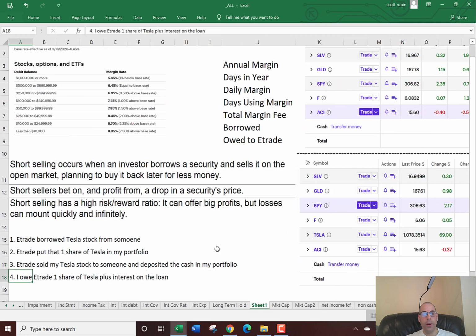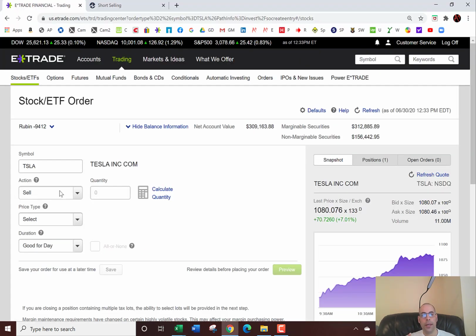And now step 4 is I owe E-Trade 1 share of Tesla plus interest on the loan they provided me. I'll talk about the loan in a little bit, but let's talk about the fact that I owe E-Trade 1 share. So I do owe E-Trade 1 share of stock.